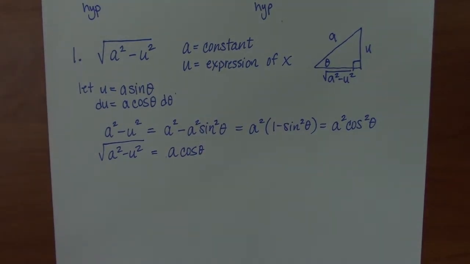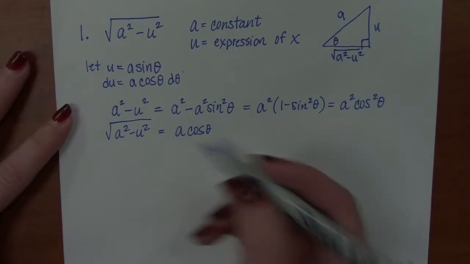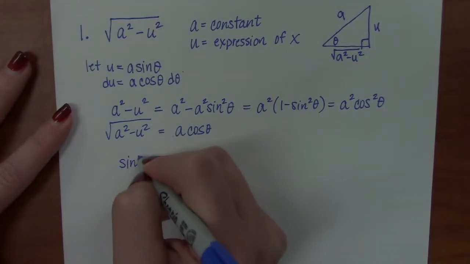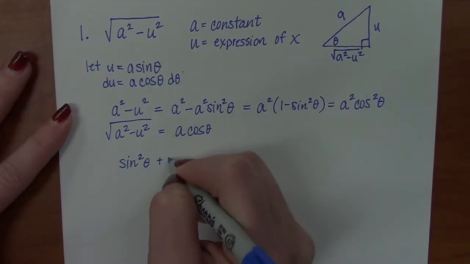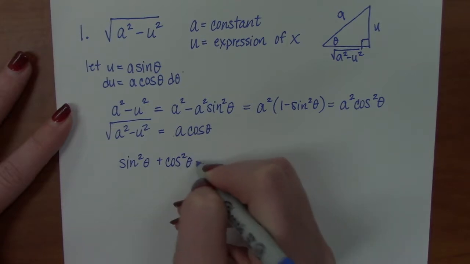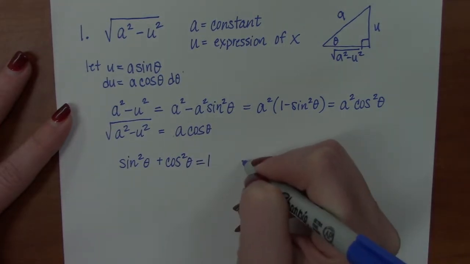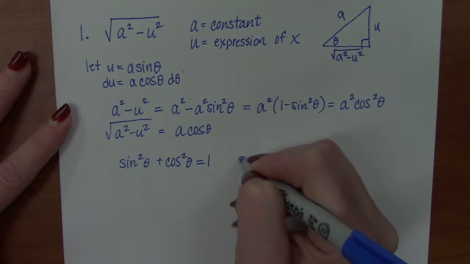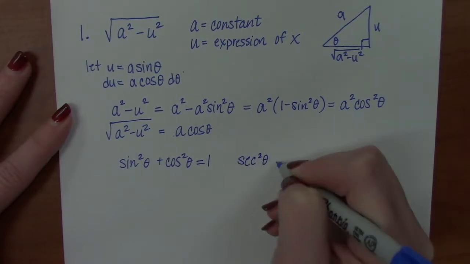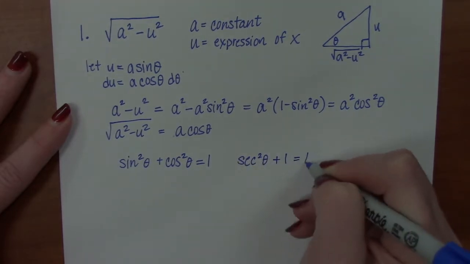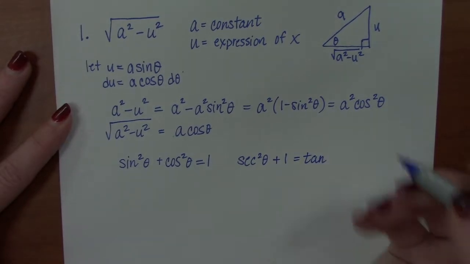So what will happen inside these radicals when you actually make this substitution using your triangle is the Pythagorean identity will always kick in, and there are two Pythagorean identities that we use. We use sine squared theta plus cosine squared theta equals 1, and then we use secant squared theta plus 1. Wait, I think I might have this backwards.